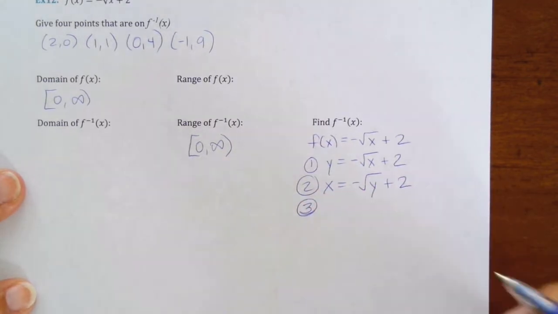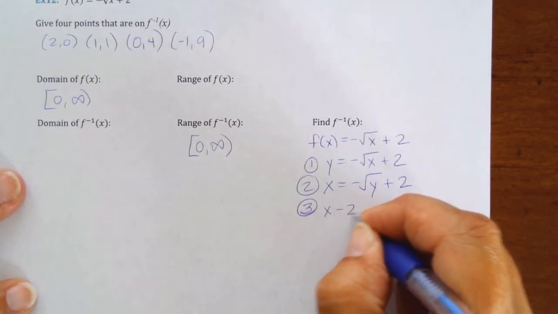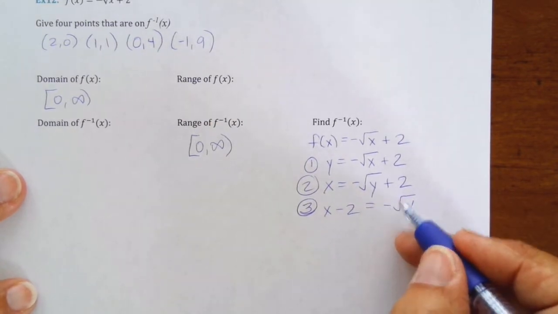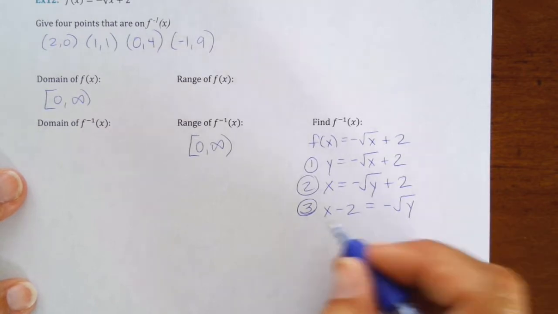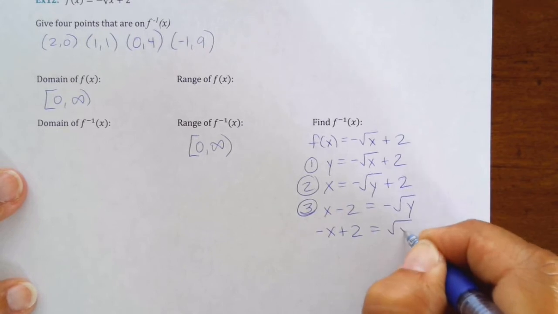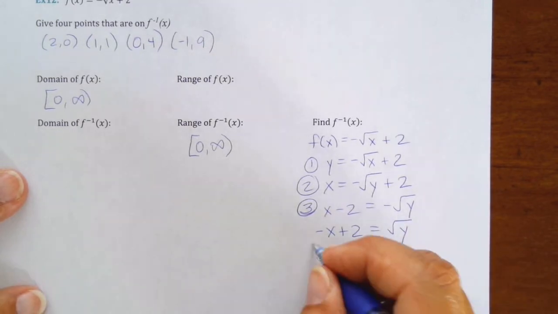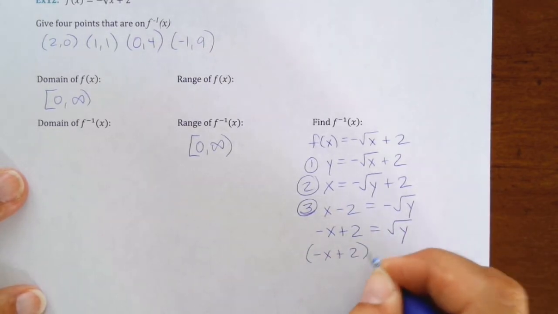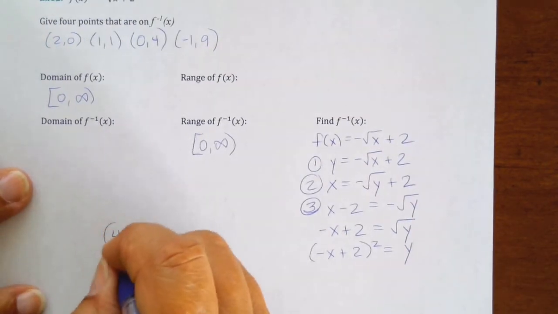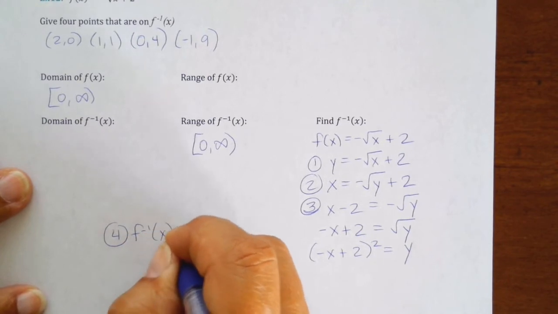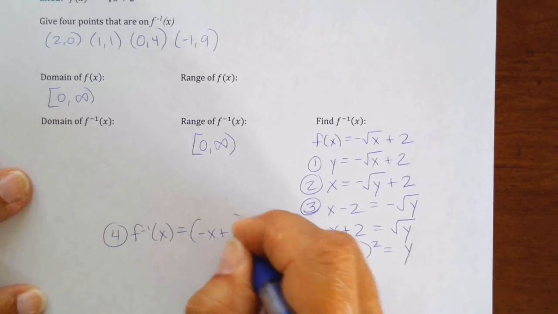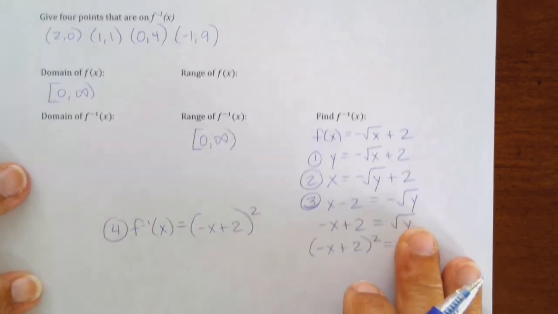3 is to solve for y, so move the 2 over. Now we've got to divide by negative 1, or multiply both sides by negative 1, so that's going to change our signs. Then we're going to square both sides. And now we're done. So the inverse notation is negative x plus 2 squared. Okay?